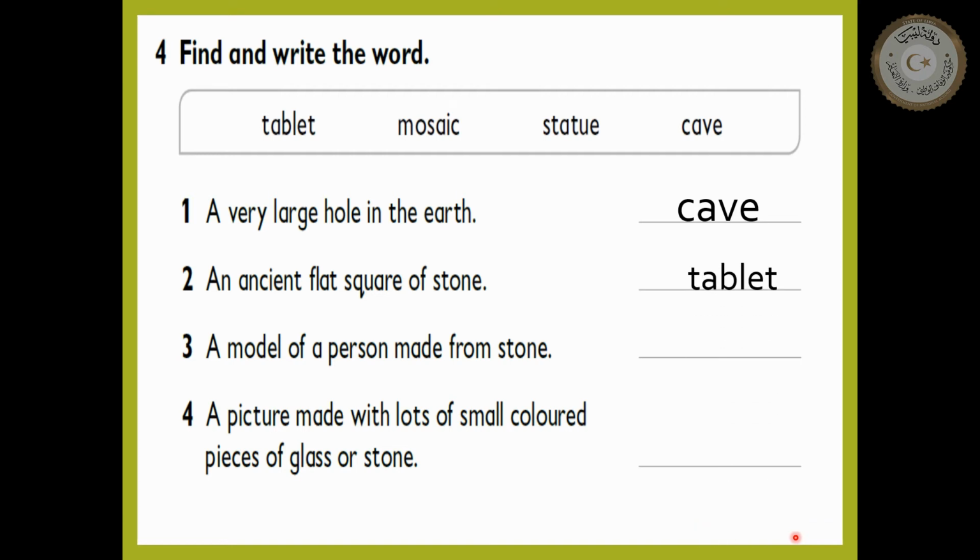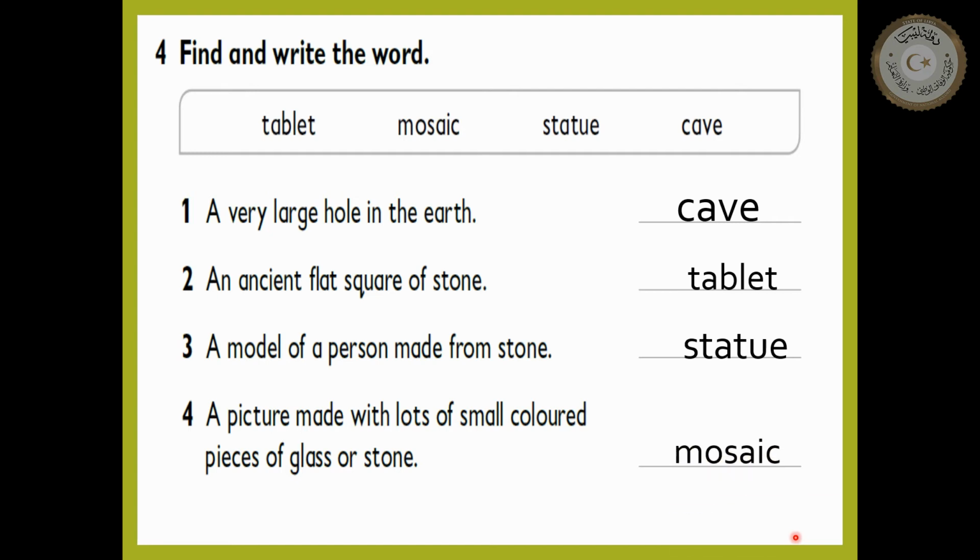Tablet, it's from the passage. A model of a person made from stone. So we have a person and we made this person from stone, and you can find them in the museum. What is it? Statue. The last one, a picture made with lots of small colored pieces of glass or stone. So it's a picture, and this picture is made with lots of very small colored pieces of glass or stone. What is it?